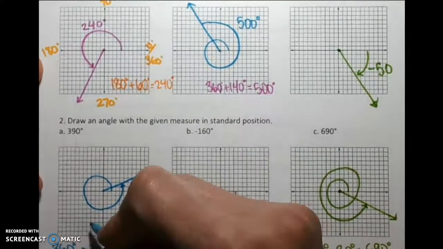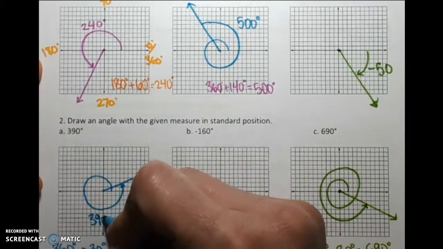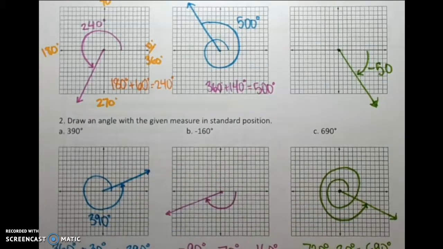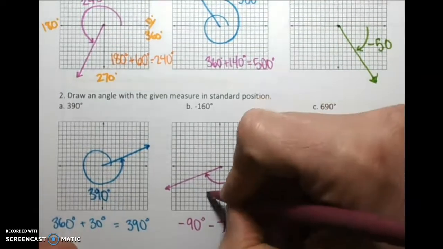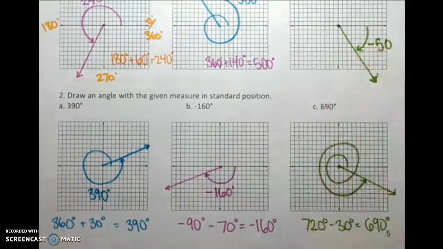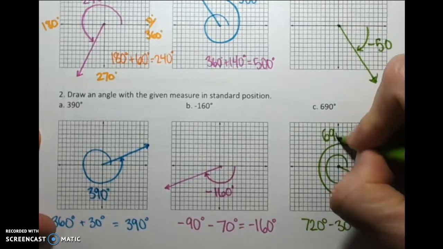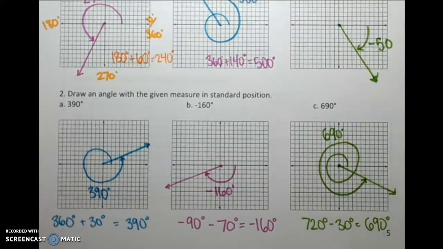and here you go. I didn't write it, but 390 degrees here. Negative 160 degrees here. And 690 degrees here. And you can go past the 360. Alright, there we go. Go ahead and pause it if you need more time. I'm going to go ahead and move on to concept number 2.